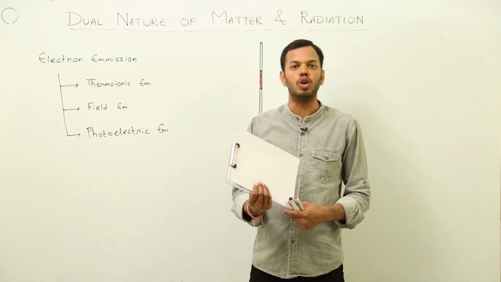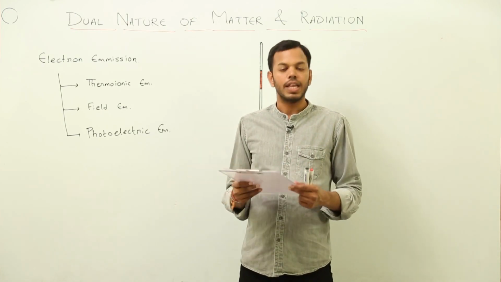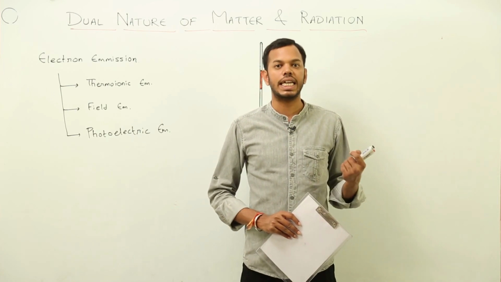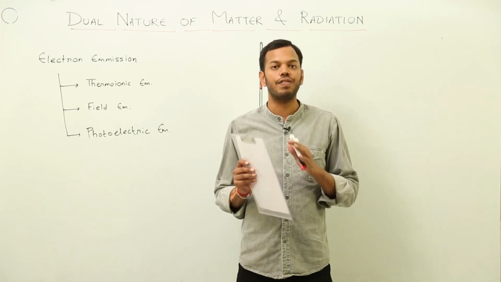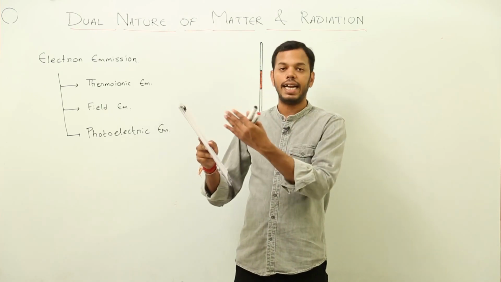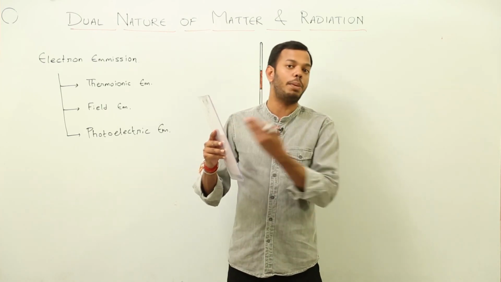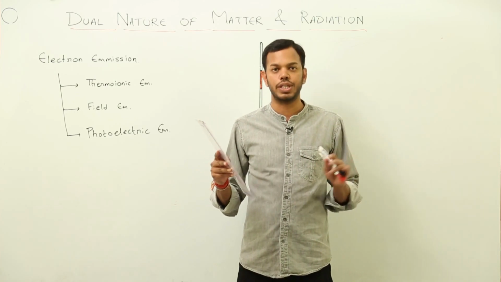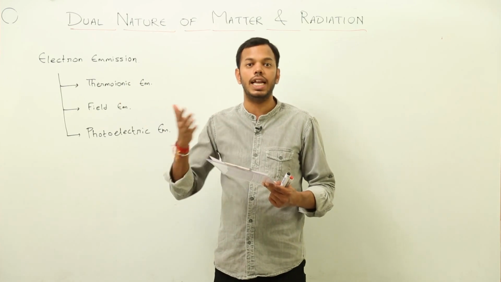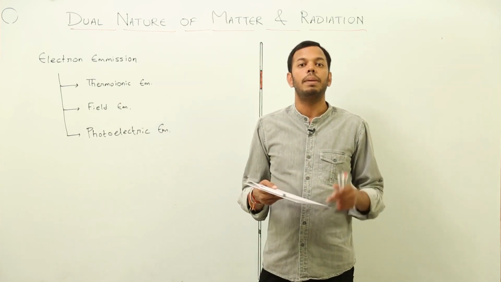Suppose this writing board is a metal plate. Now we have already studied in chapter number 2, that is current electricity, that there are free electrons present in the metals. So we want these free electrons to come out of this metal by any process. That process is called electron emission, the process by which electrons are emitted out of a metal surface.